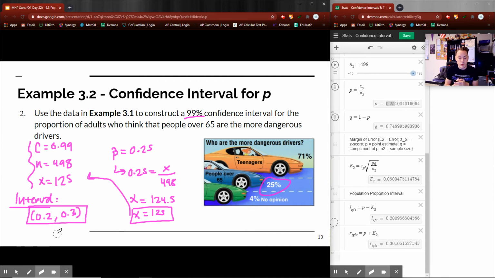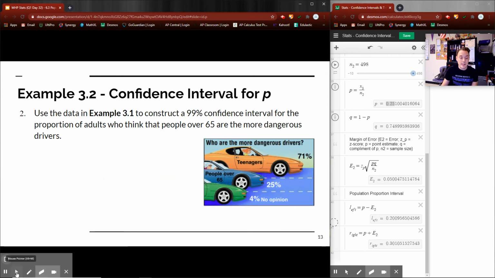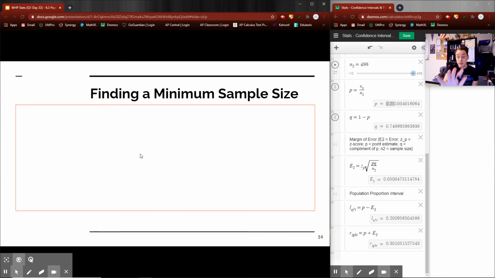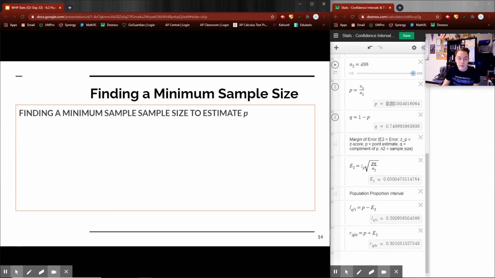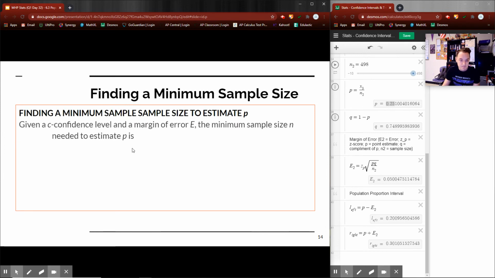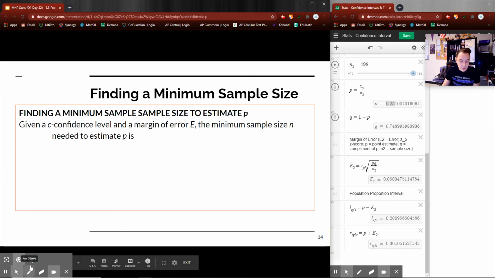I'm going to go through one more topic that I want to get through, and that's finding the minimum sample size, finding the minimum sample size. And this is probably going to be completely by hand. So let's erase this. But that's the bulk. The bulk is the actual confidence intervals. So how do I find a minimum sample size by hand? It's going to be using this formula.